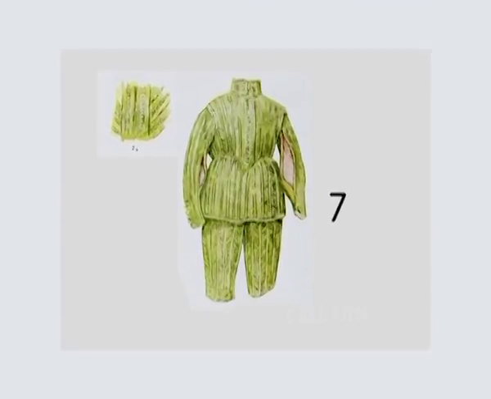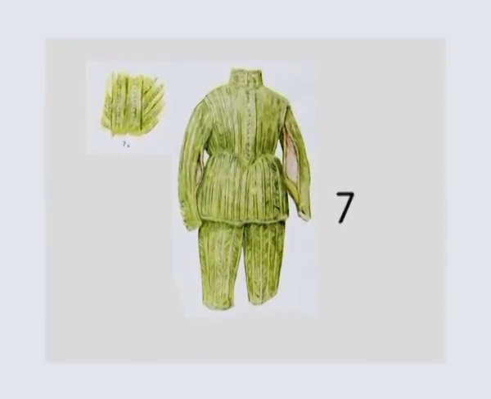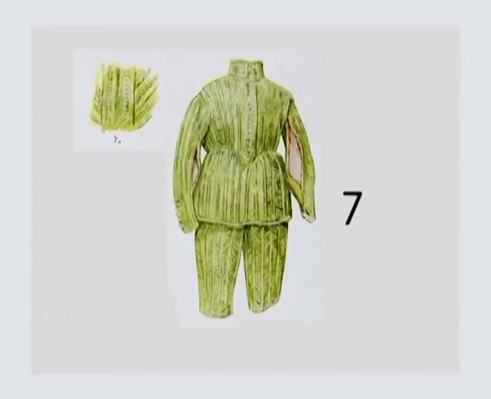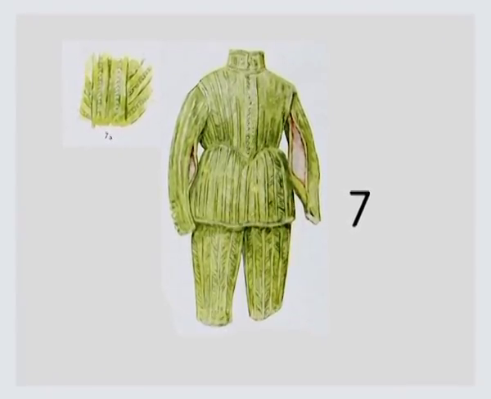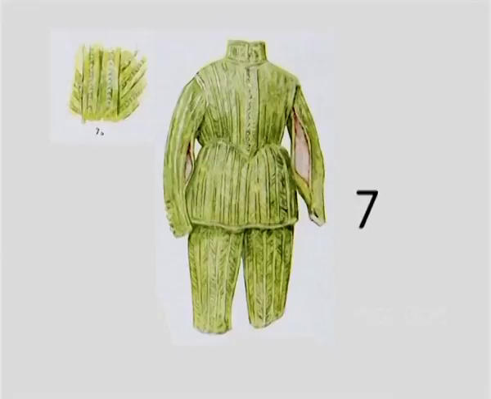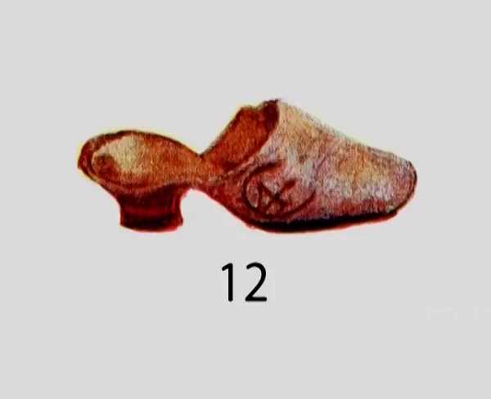Picture number 7 is a gentleman's suit consisting of a doublet and a trunk hose. The doublet is the top part and the trunk hose is what is modern day pants. Number 12, have a look at the footwear. These are slip-ons with heels.